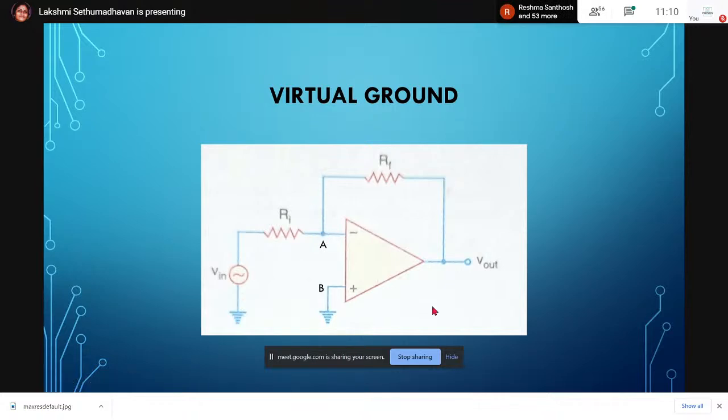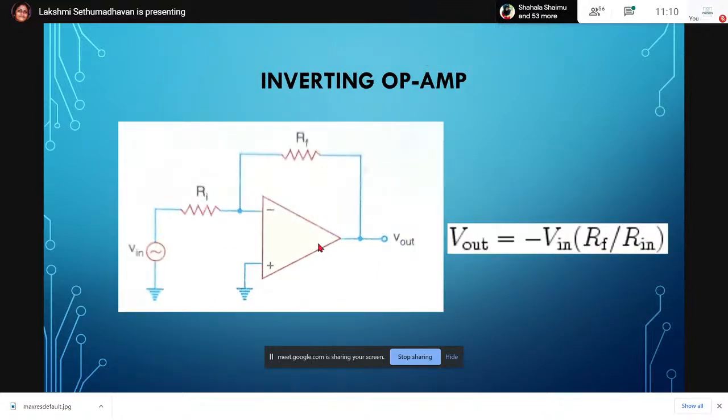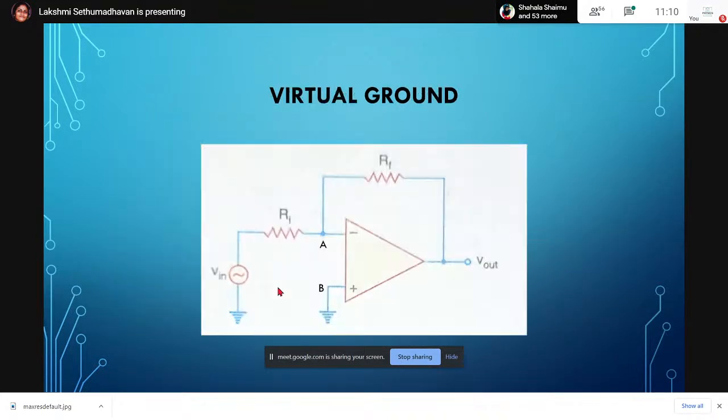It is not really connected to ground, but it has the same potential as that of ground. So I would like to call this virtual ground. I repeat, it is not really connected to ground, so I call it virtual, but it has the same ground potential, so I call it a ground. Hope it is clear.